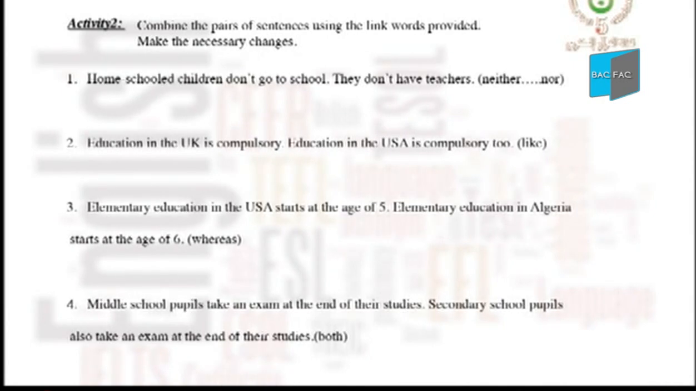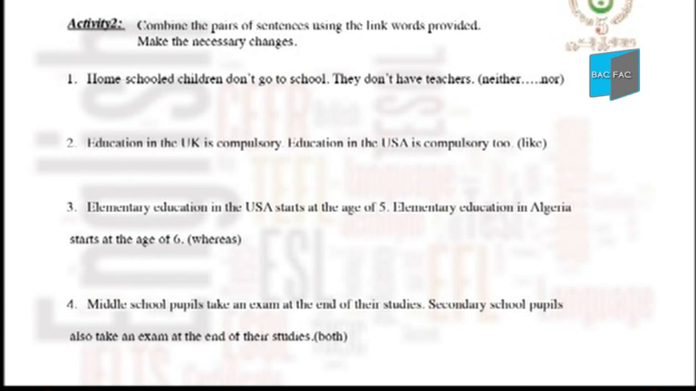Combine the pairs of sentences using the link words provided at the end. Of course, make the necessary changes. Sentence 1, homeschooled children don't go to school. They don't have teachers. You're going to combine these sentences with "neither... nor." Pay attention here, the verbs are in the negative.